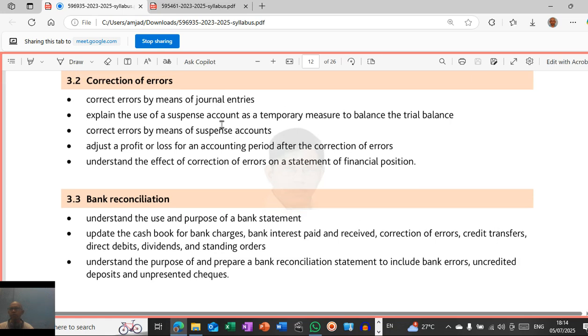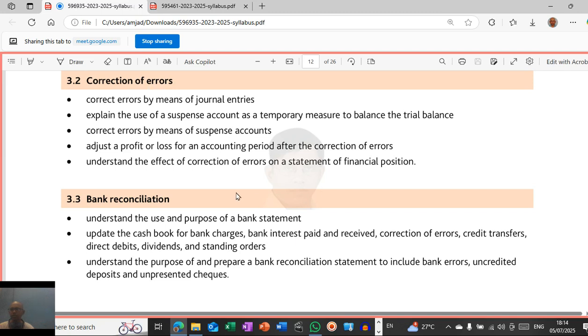Next we will be learning correction of errors. Correct errors by means of journal entries. Explain the use of a suspense account as a temporary measure to balance the trial balance. Correct errors by means of a suspense account. Adjust a profit or loss for an accounting period after the correction of errors. Understand the effect of correction of errors on a statement of financial position. So this also we will be learning.